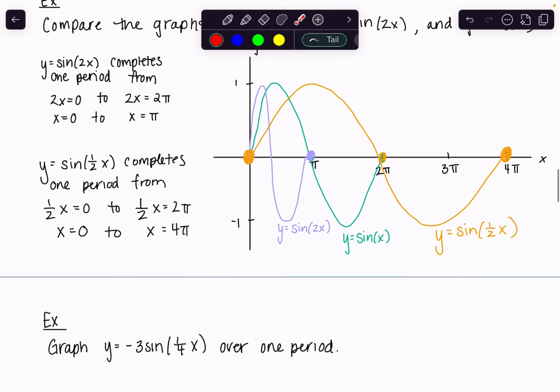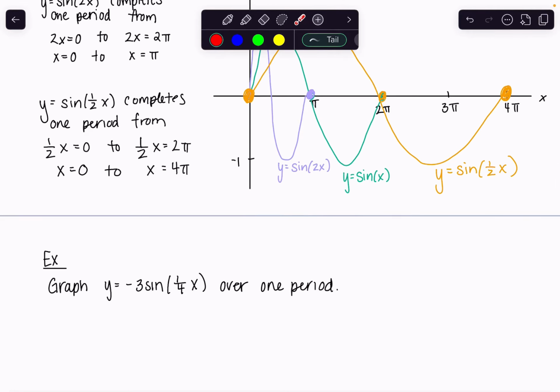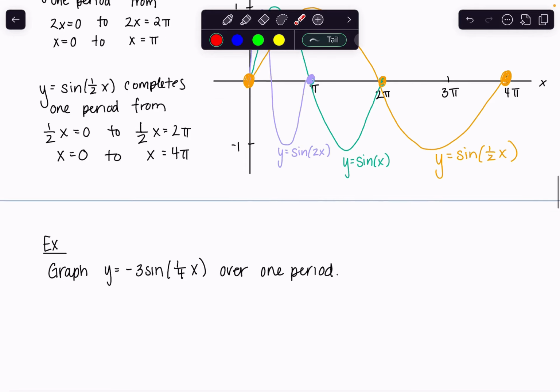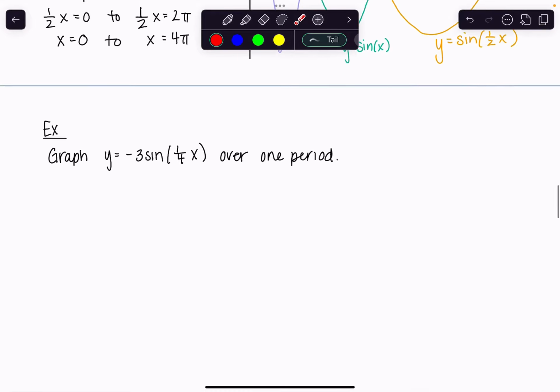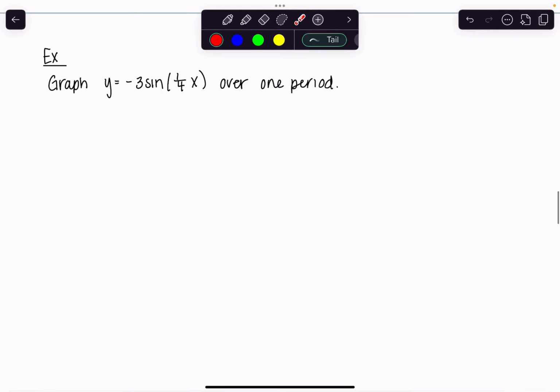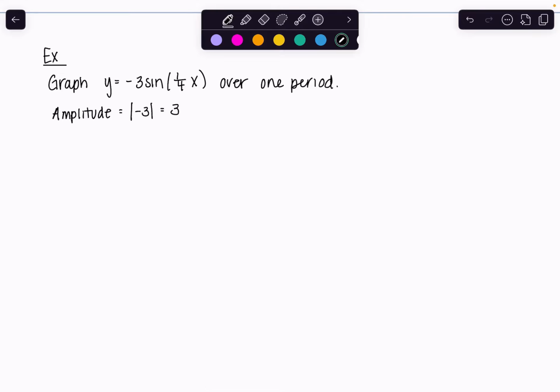So let's try an example where we'll combine a bunch of different things here and find key characteristics. We're gonna graph y equals -3 sine of 1/4 x over a single period. So just to show you those key features, because you're gonna be asked them, if you wanna find the amplitude, again, I don't care about that minus sign. The amplitude is 3. That tells me my graph is going to be tracked between -3 and +3. It's just a number it stretches by.